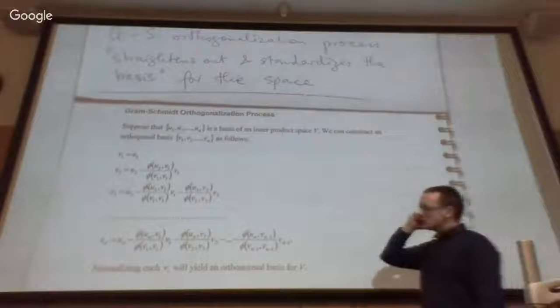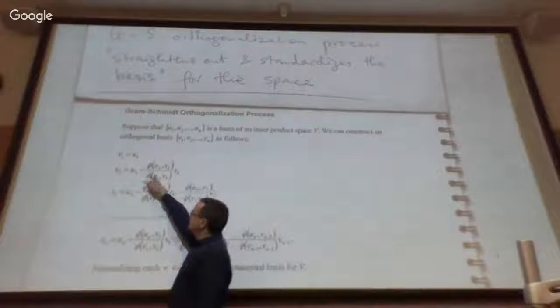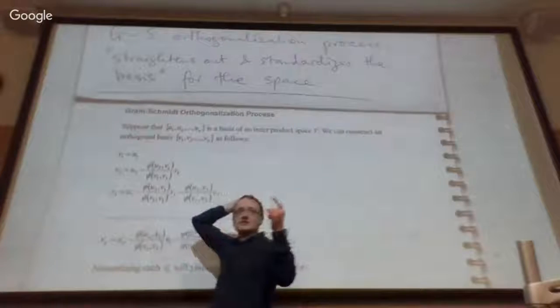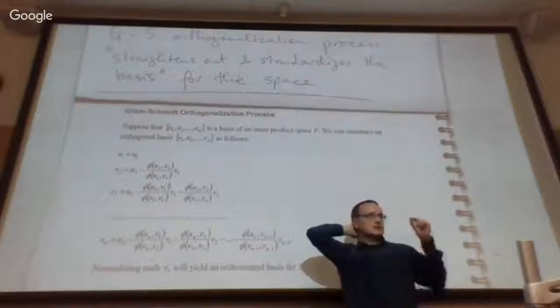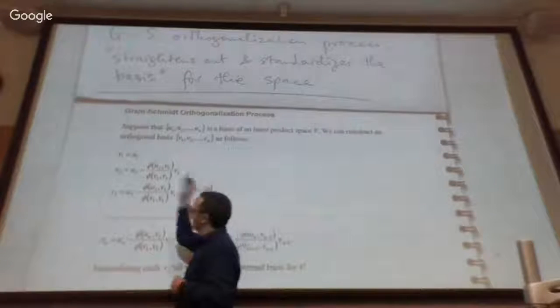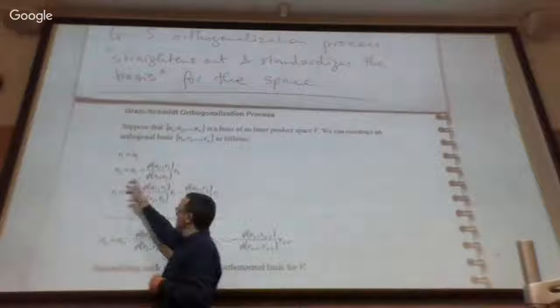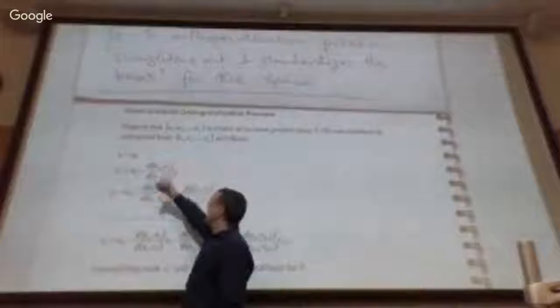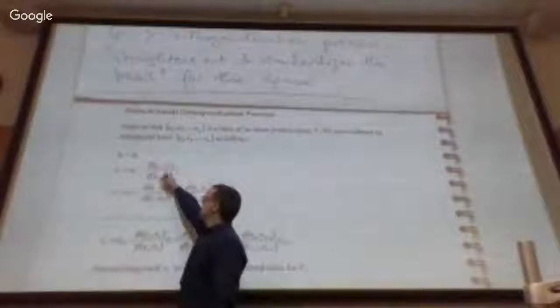Now, if you look at the structure of the equations, u1 is just the same as v1. So you just choose a vector to start with, and you name that as the first basis vector. But then the second vector v2 that you produce is u2 minus the projection of u2 onto v1. This is the Fourier coefficient of u2 with respect to v1, and we're subtracting that Fourier coefficient times v1.